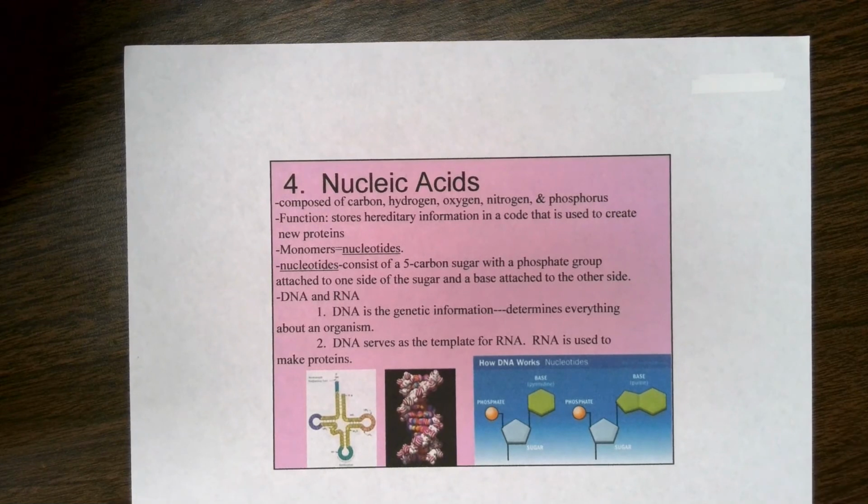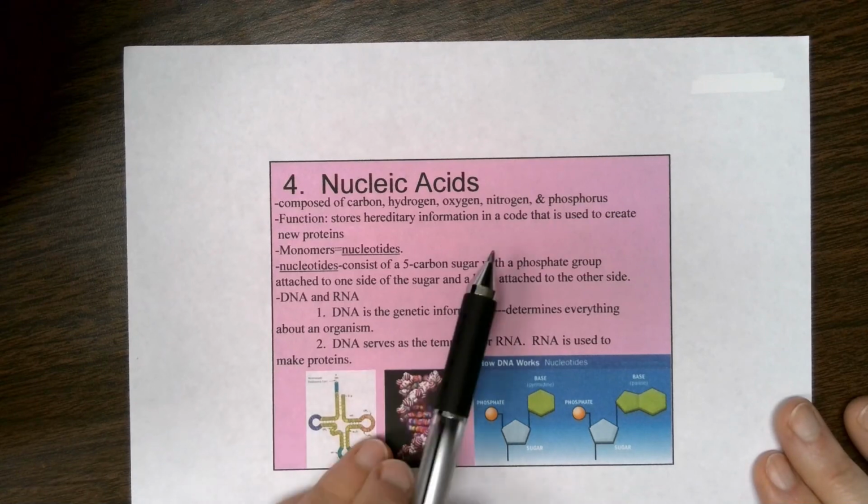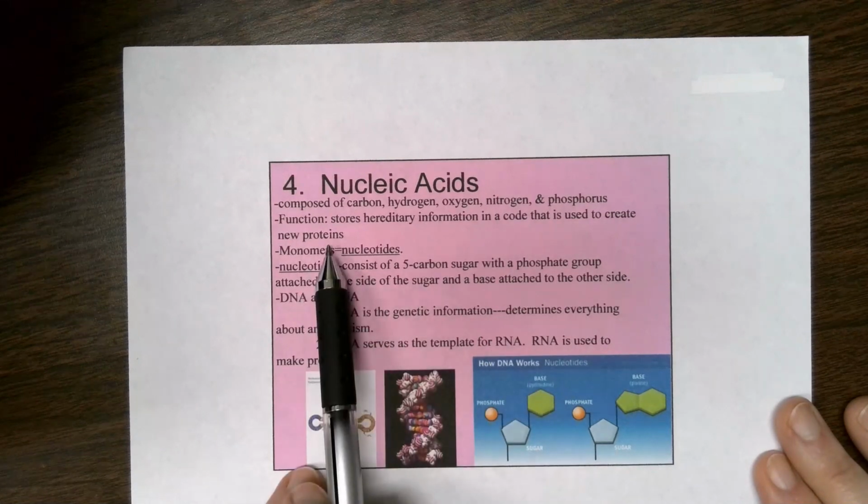When we look at the molecular level, which is what we're doing now, we can tie that to carbon, water, nitrogen, and phosphorus moving through the cycles that we see pictures of out in the ecosystem, and we talk about with ecosystem movement of matter. This is part of the reason we're doing that. Okay, so nucleic acids, they're going to store hereditary information in a code that's used to make new proteins.